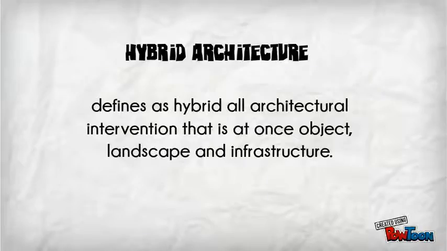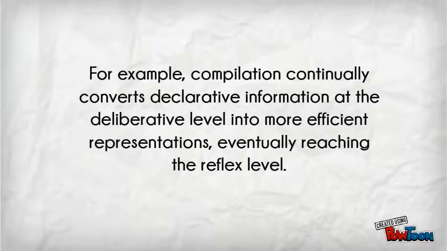Hybrid architecture defines as hybrid all architectural intervention that is at once object, landscape, and infrastructure. One important property of hybrid architectures is that the boundaries between different decision components are not fixed. For example, compilation continually converts declarative information at the deliberative level into more efficient representations, eventually reaching the reflex level.